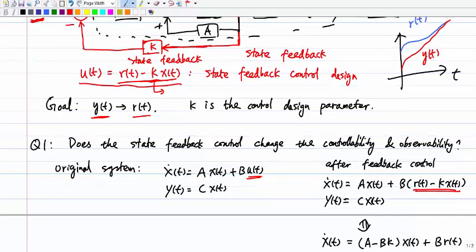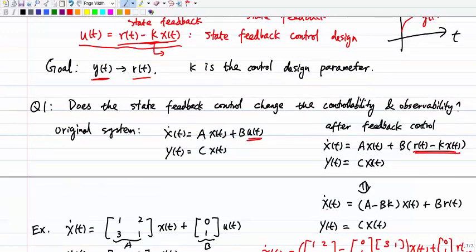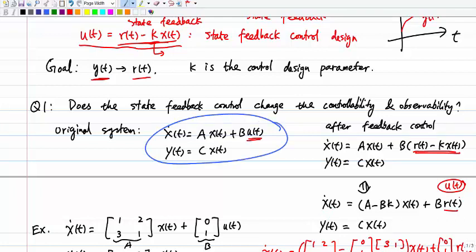Of course, here I don't have a u anymore, so I have to rewrite this into a different form: x dot of t equals (A minus BK) times x(t), because I combine B times K, plus B times r(t). I can see r(t) as my control input. The output y stays the same. I want to check if there's a difference in controllability and observability between the original system and the new one, considering here r(t) is my u(t).